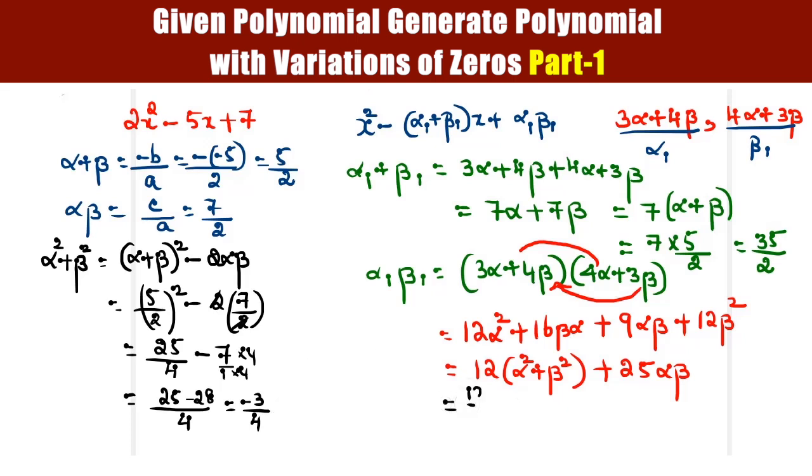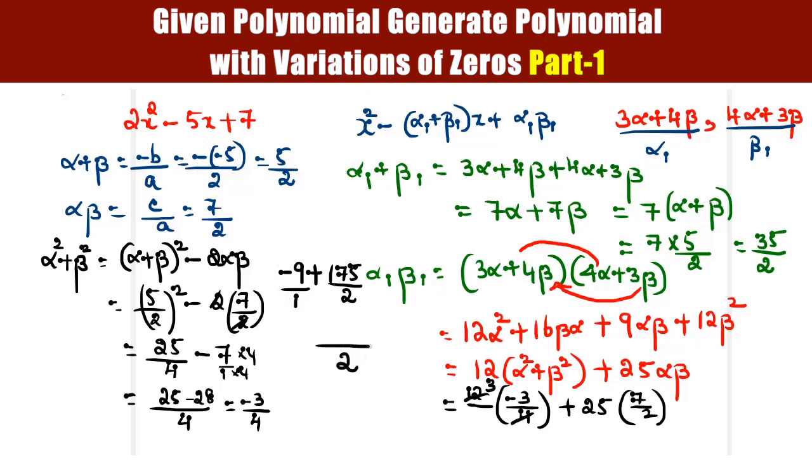So this is 12 into minus 3 by 4 plus 25 into alpha beta, which is 7 by 2. So let us calculate the value of this. 4 threes are 12, so 3 into 3 is minus 9, plus 25 into 7 is 175 by 2. Again, I'm going to take LCM. So multiply the 1 by 2, and you get 2 in the denominator, minus 18 plus 175, yielding an answer of 157 by 2.